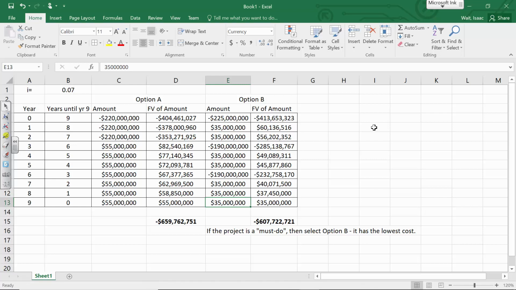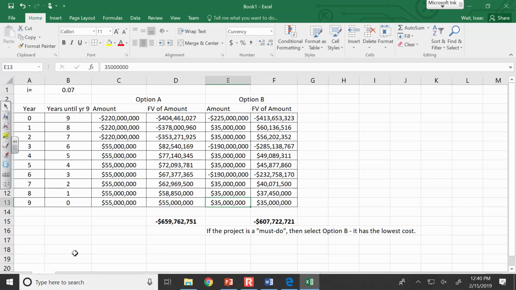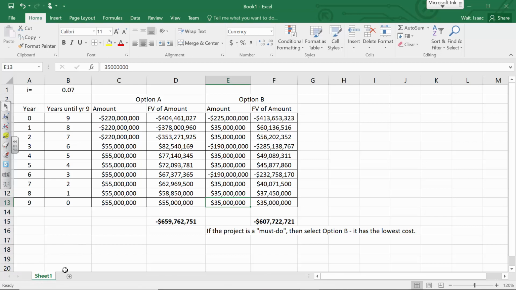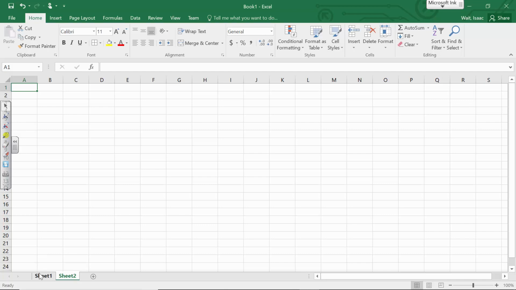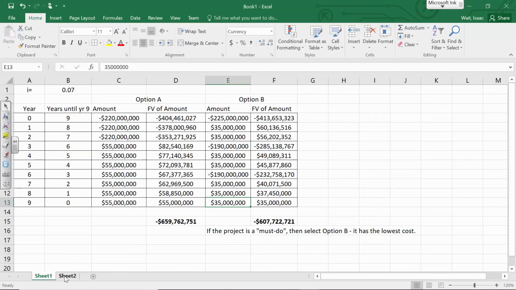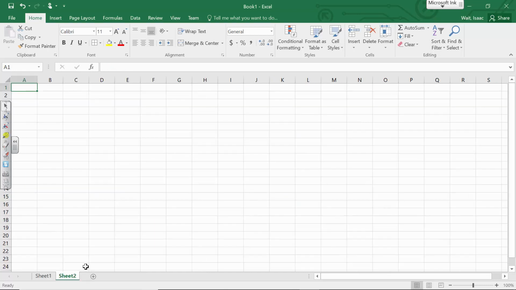When you're using Excel for a homework problem, it may make the most sense if you put each problem on its own sheet. I won't insist on it, but that can be one way to help keep things straight, because sometimes the column widths need to be different and that sort of thing. So here I'm going to create a new sheet for the second problem.